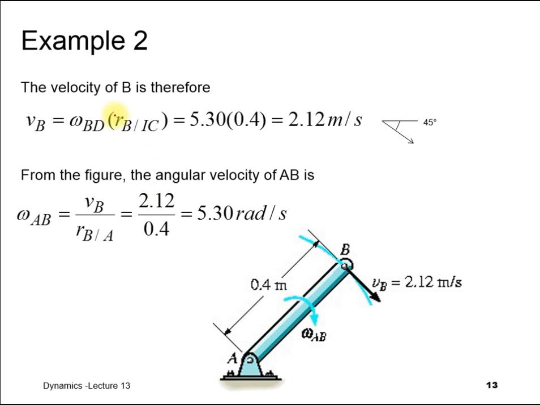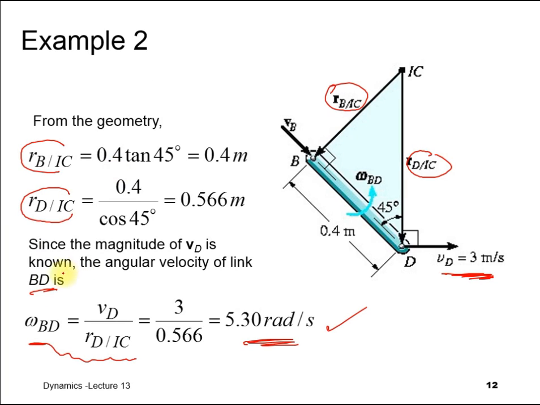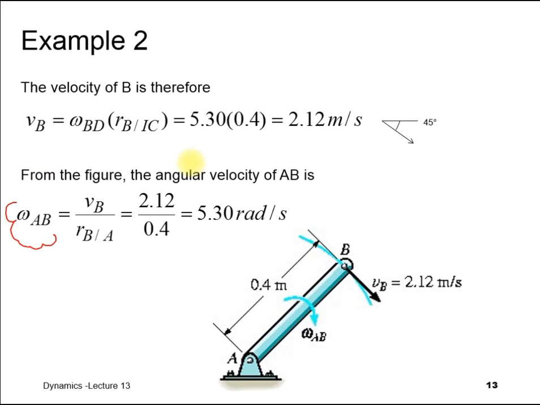The next question is asking you to get omega AB. Just now we already found omega BD. So now they're asking you to get omega AB. By using this formula and putting in the previous result, you will know that VB is 2.12. From the figure, the angular velocity of AB is 2.12 divided by 0.4, so you get an angular velocity of 5.30 radians per second.